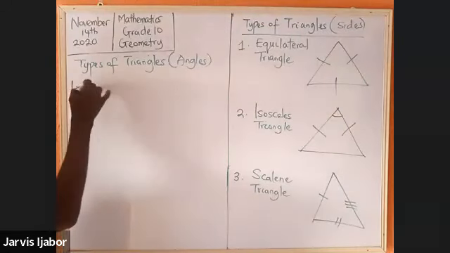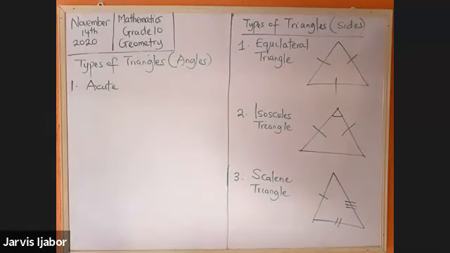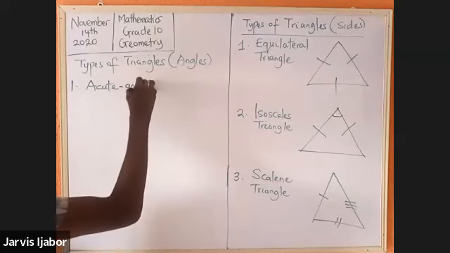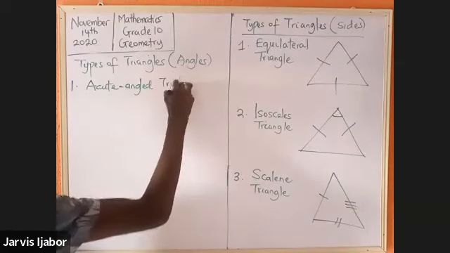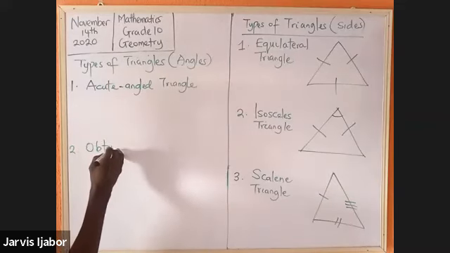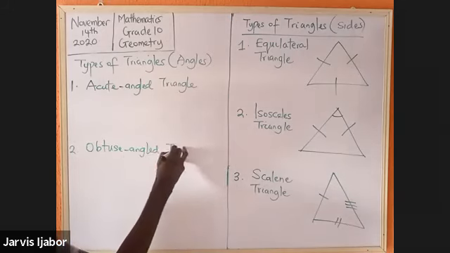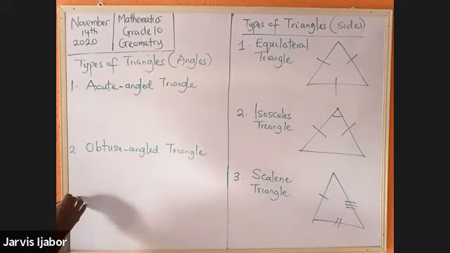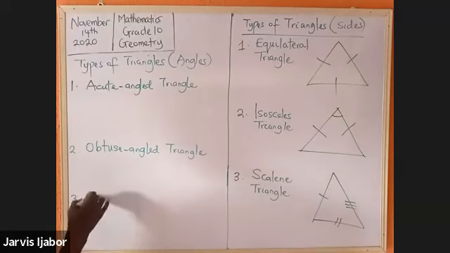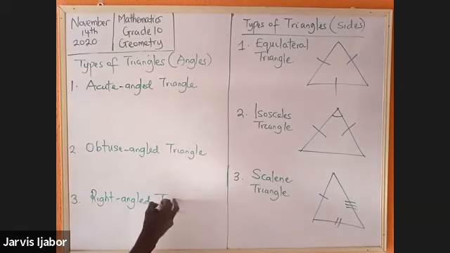Number 1, we have what is called acute angled triangle. Number 2, there's what is called obtuse angled triangle. And number 3, there's what is called the right angled triangle.